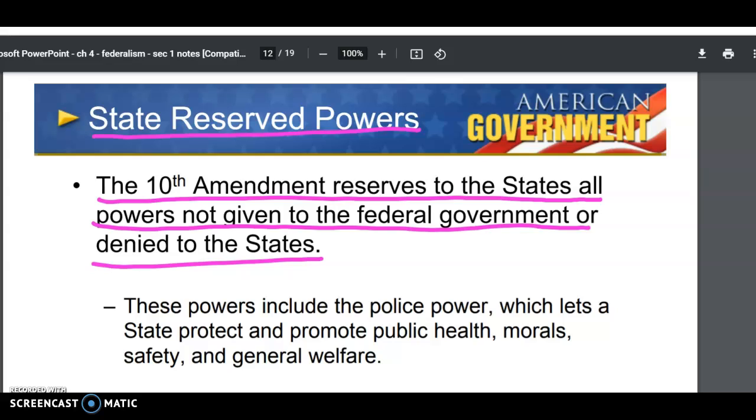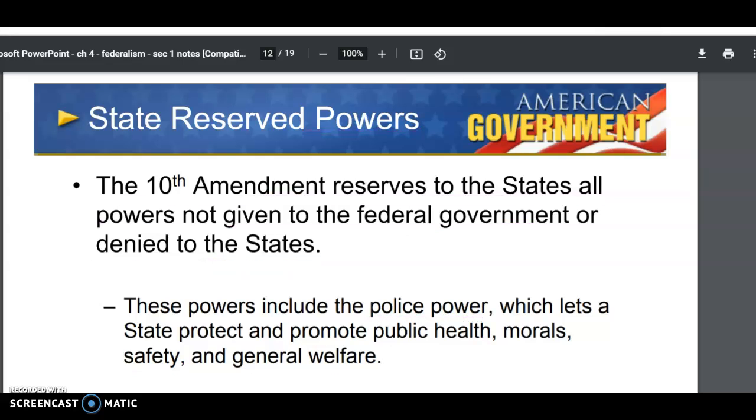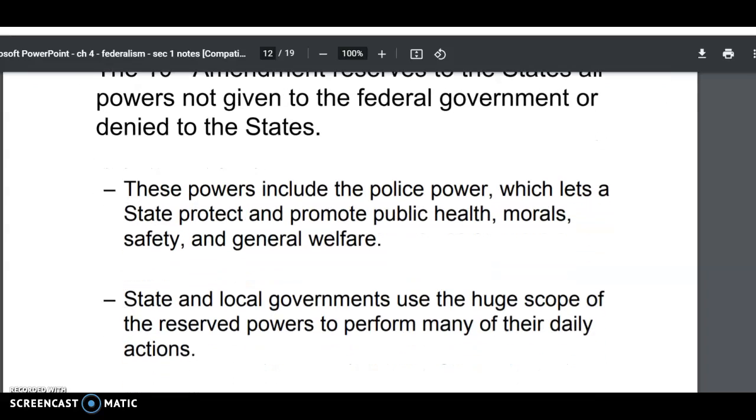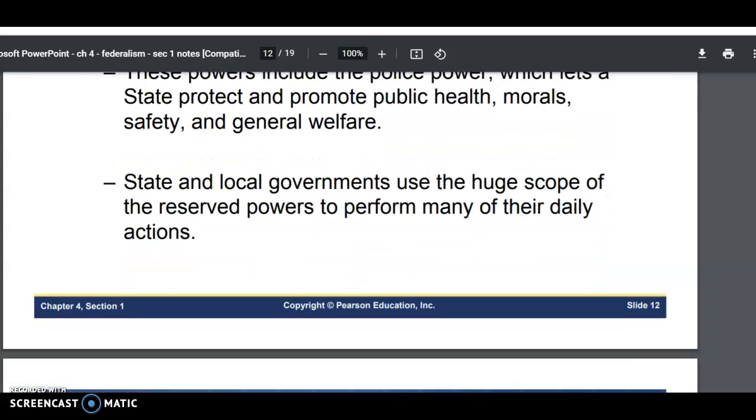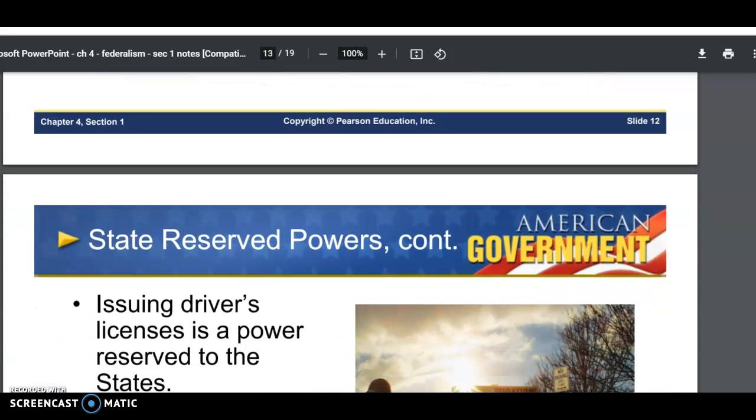So an example of some of those powers are police power, which lets the state protect and promote public health, safety, general welfare. Those are powers reserved for the state. State and local governments use a lot of the reserved powers to perform their daily actions.